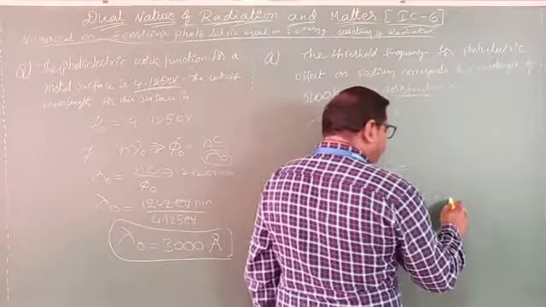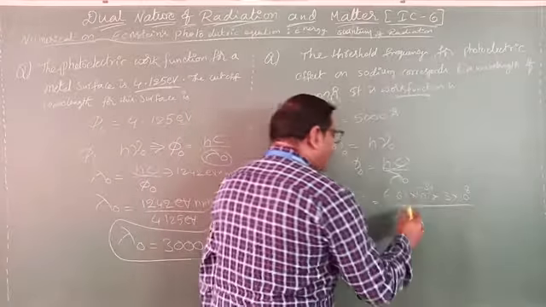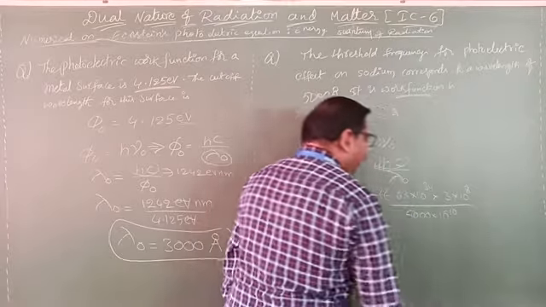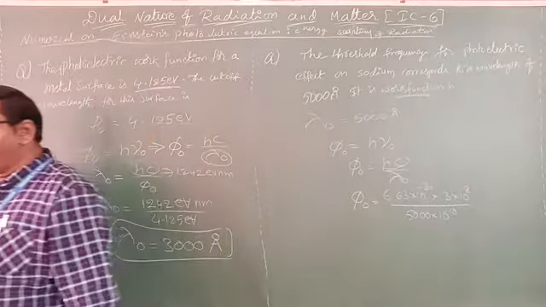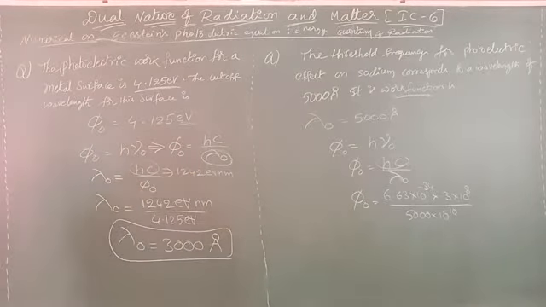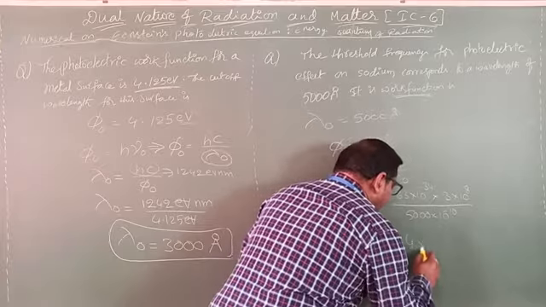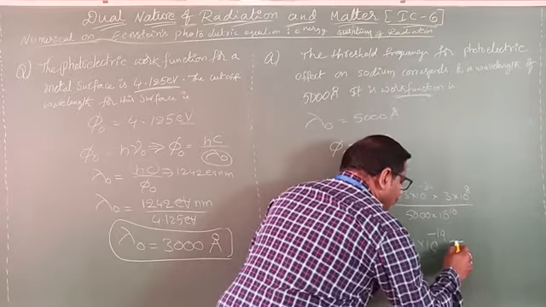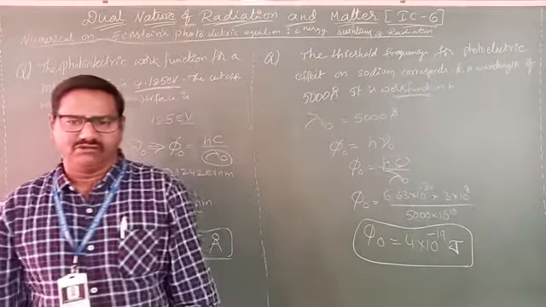3 into 10 power 8 meter per second, divided by lambda naught. How much is given? 5000 angstrom. Angstrom means 10 power minus 10. If you solve all these, how much do you get as the answer? It is approximately phi naught equal to 4 into 10 power minus 19 joule. Here the work function we will discuss in joules.